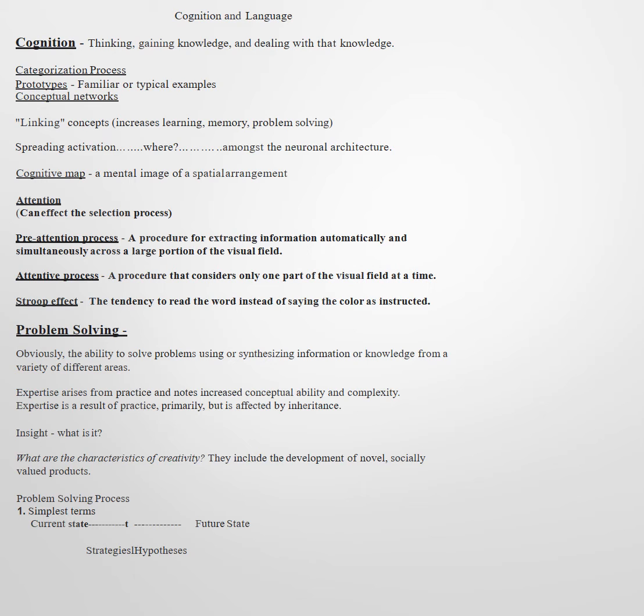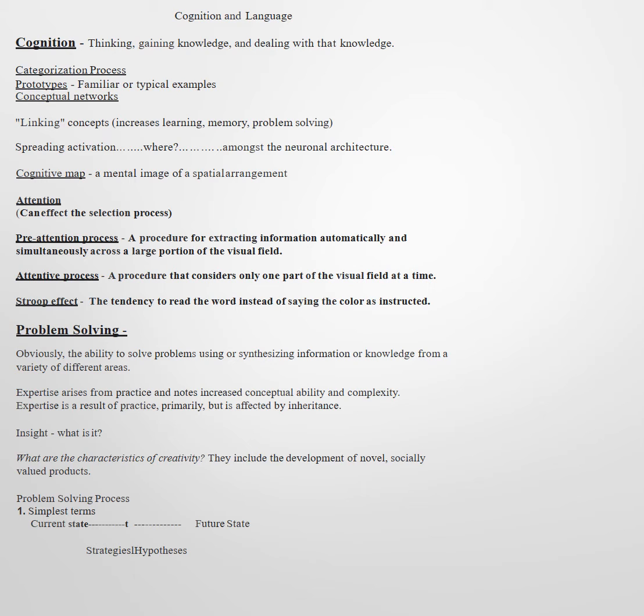You can make cognitive maps up, which are mental images of spatial arrangements. So if you think about your home, you can walk through your home without getting out of the chair because of cognitive maps. And of course, attention is an important aspect of any cognition and language, which we'll talk about in just a minute, the Stroop effect.